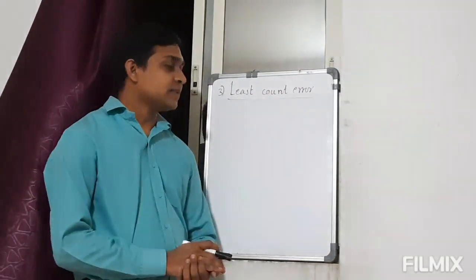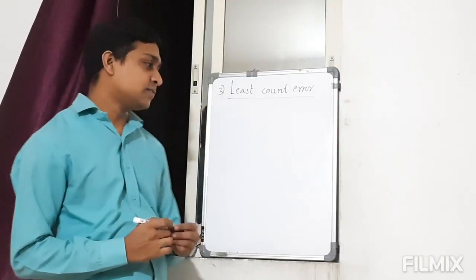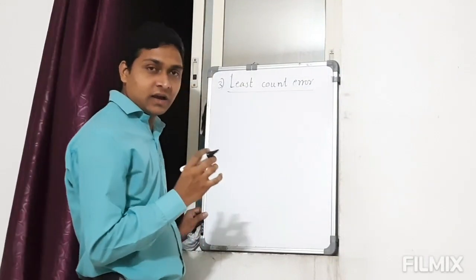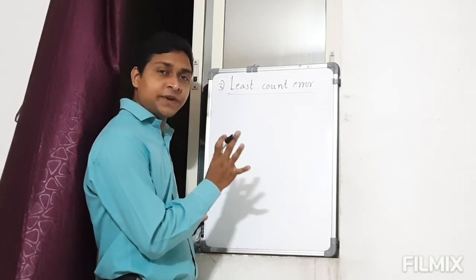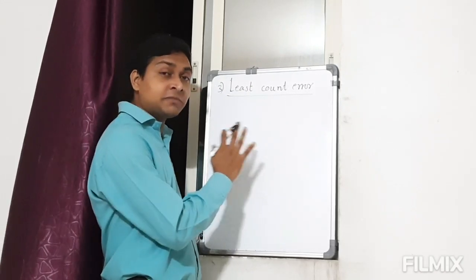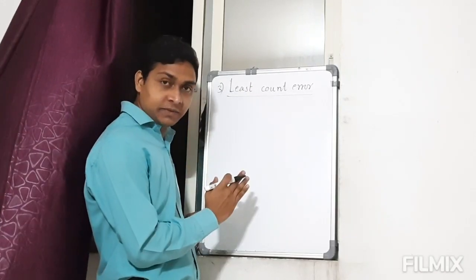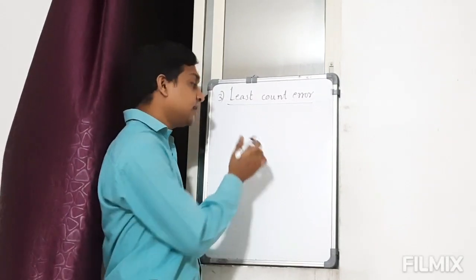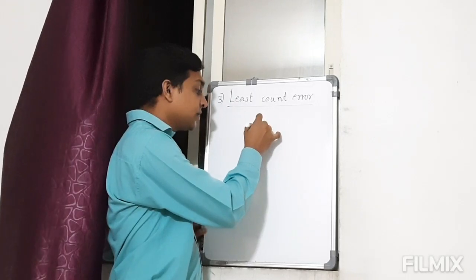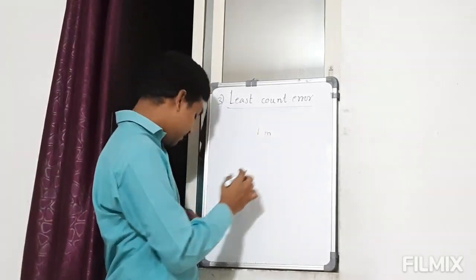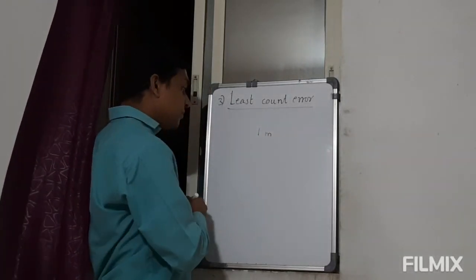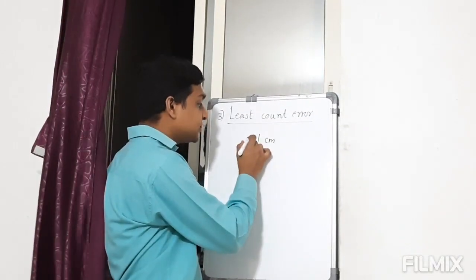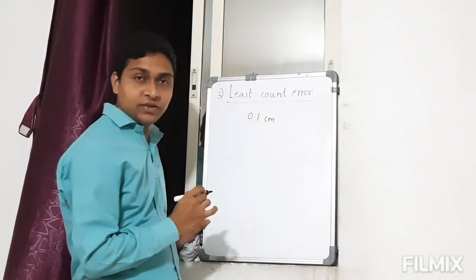Third is least count error. Now, least count means first of all you should know what the least count is. We have a measuring scale of 15 centimeter length. The maximum distance it can measure is 15 centimeter, but the minimum distance that we can measure through a normal scale is 1 mm. The minimum distance which we can measure is 1 mm or 0.1 centimeter.